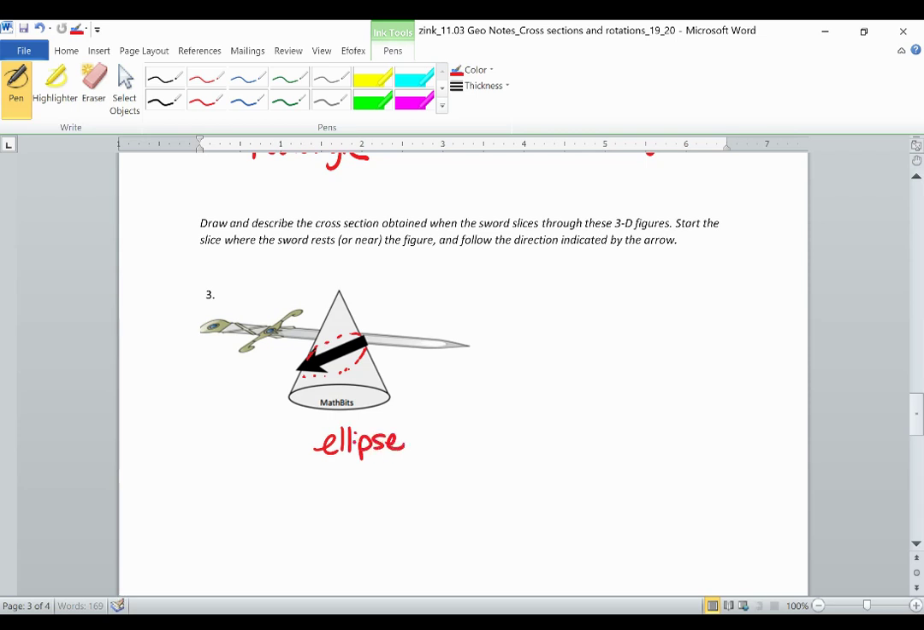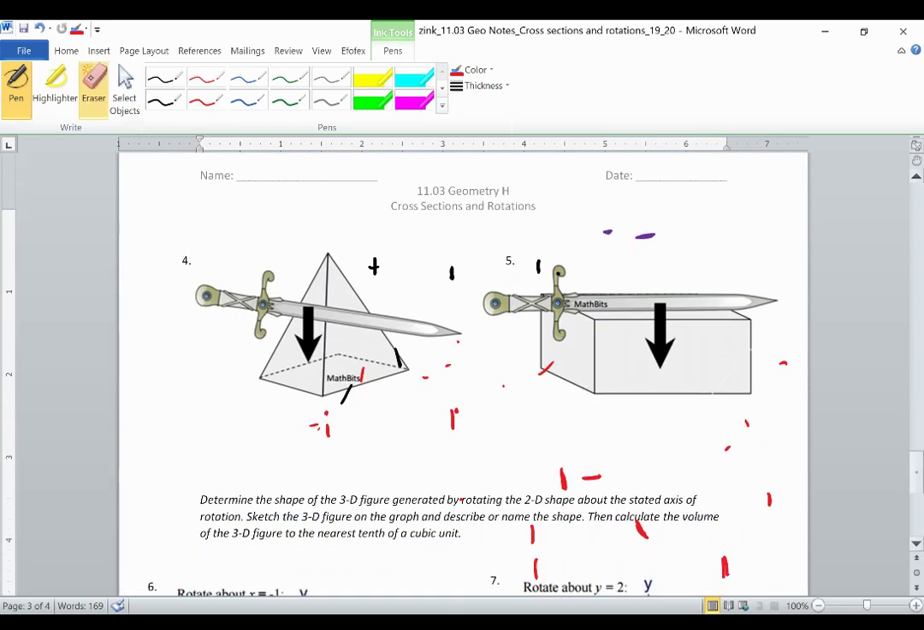So to do these, again, it's hard to visualize them, but you wanna try to imagine this knife or sword cutting through, you're tracing along where that's going on the outside of your figure. Let's do a couple more of these. Number 4, we have a rectangular pyramid here. So we're gonna go straight down. So if we're cutting straight down, this is the cut right here. It's gonna follow down on each side.